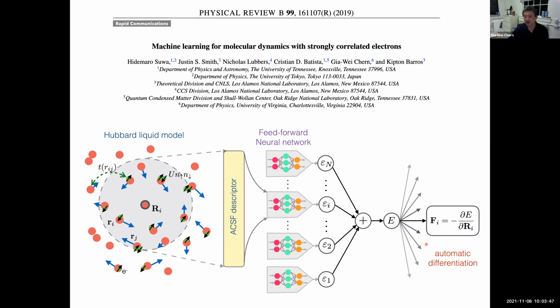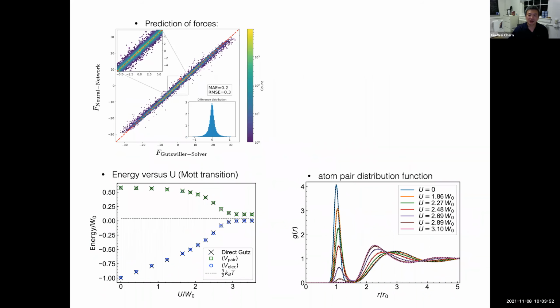And then you do the same automatic differentiation to compute the force. So with this, we applied the neural network methods to our Gutzwiller MD simulation. And this is the force prediction. And you can see that there are some errors, but overall it is pretty good. And here is the benchmark. We compare the MD simulation using the direct Gutzwiller methods and the potential from the machine learning model. And the agreement is also very good, and the error is quite small. Surprisingly, even the pair correlation functions obtained from the two methods are almost indistinguishable.